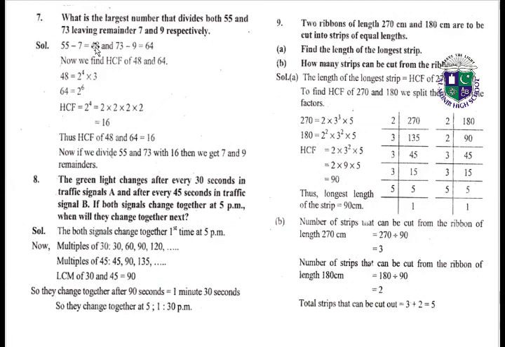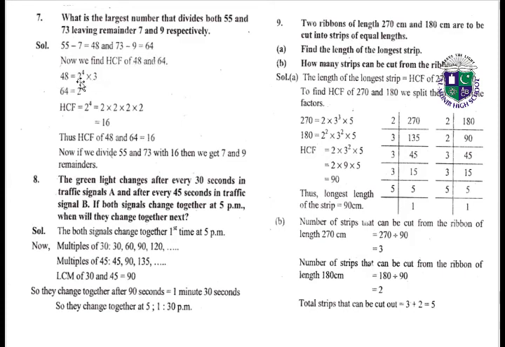Question number 7. What is the largest number that divides both 55 and 73, leaving remainder 7 and 9 respectively? 55 minus 7 is 48, and 73 minus 9 equals 64. Now we find the HCF of 48 and 64.